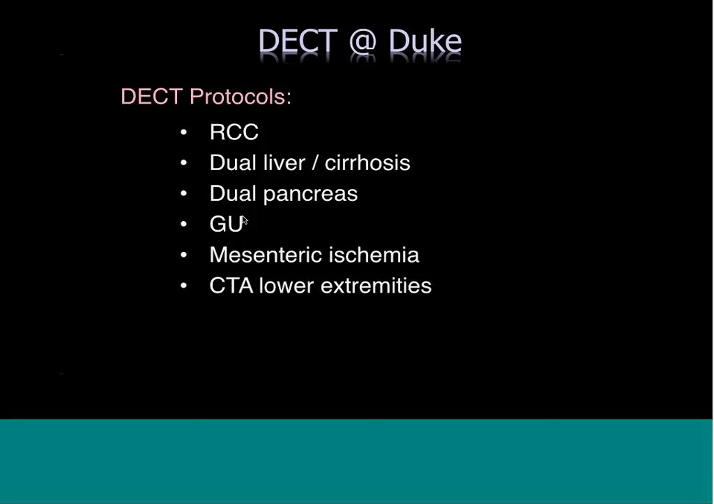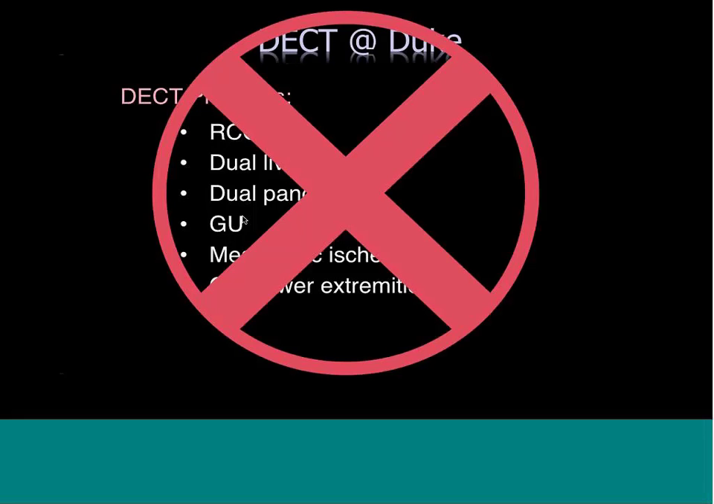These are the protocols that we scan in dual energy mode at Duke. So typically, folks say, look, the value is in multiphasic acquisition, so in the arterial phase where you really can increase the conspicuity. So you see RCC, dual liver, dual pain, GU, mesenteric ischemia, CT. You see the theme here? They're multiphasic, they have an arterial acquisition, so you want to try to increase the conspicuity.